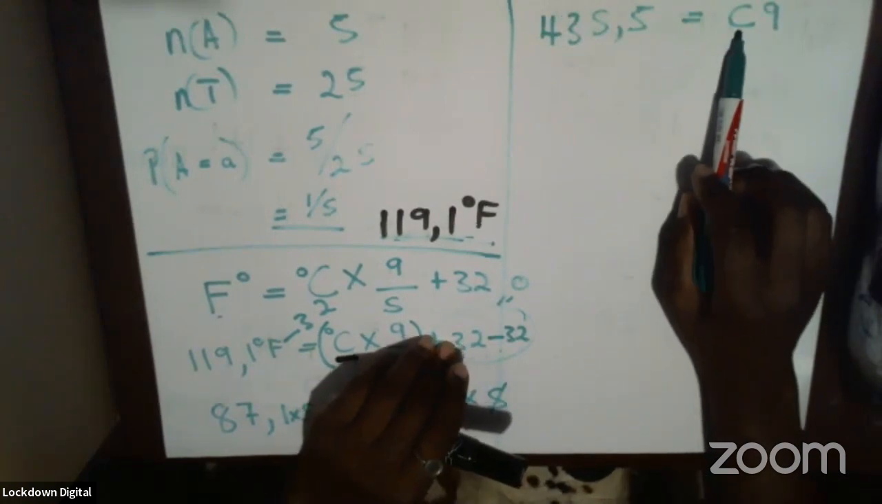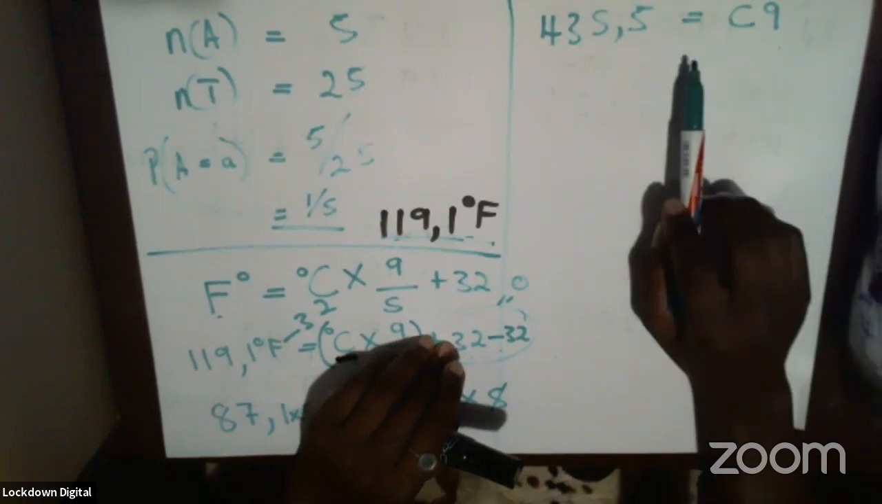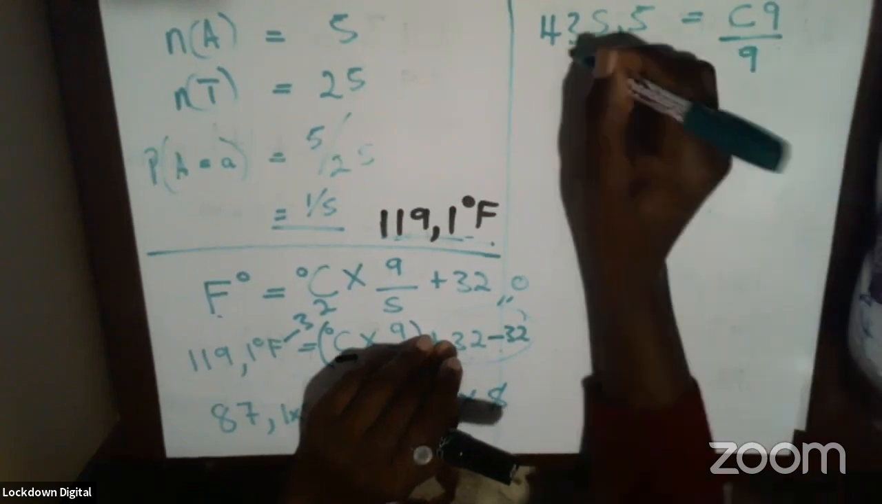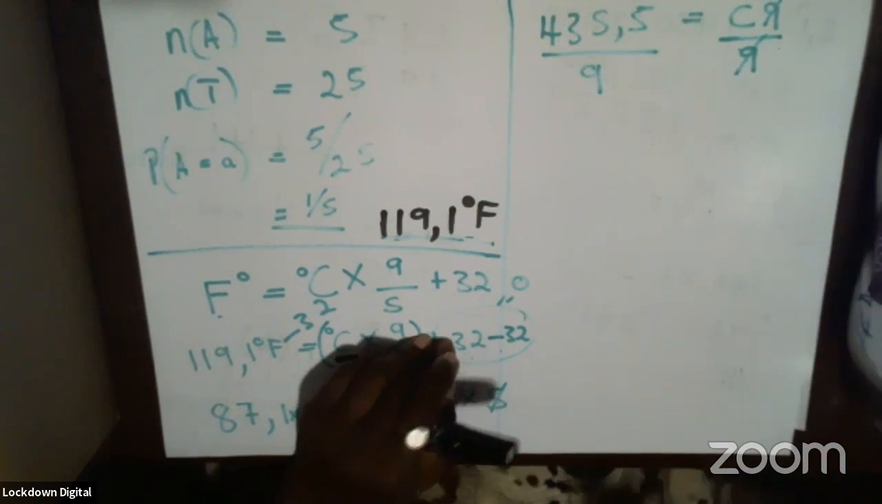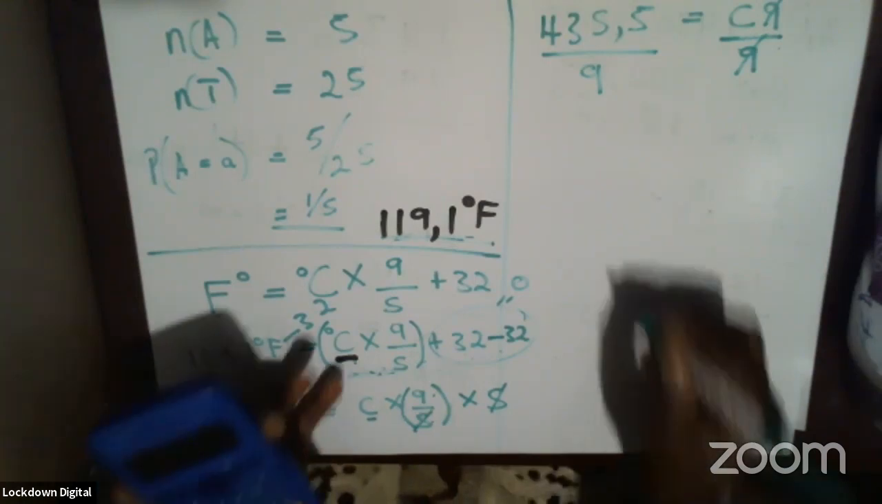As you can see, C is being multiplied by 9. So the opposite of multiplying by 9 is dividing by 9. So what I will do is I'll say over 9 here, over 9 here. So when I say this, that and that will cancel out. So I'm now left with 435.5 divided by 9. Okay, what do I have there?